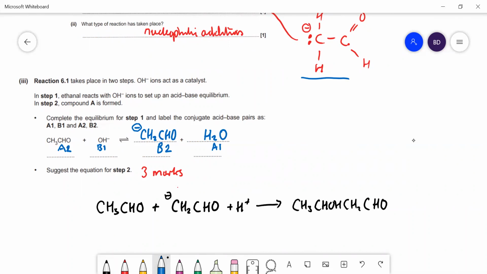Should really put a bracket around that, maybe just to make it clearer. That's an OH. And if you check all the hydrogens there, that's completely balanced. Okay, that's what happens in step 2.